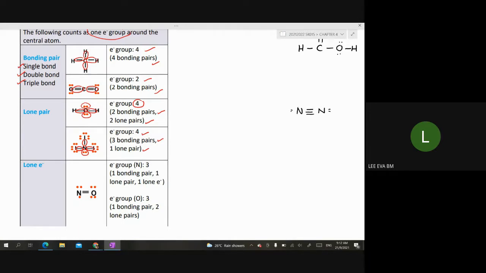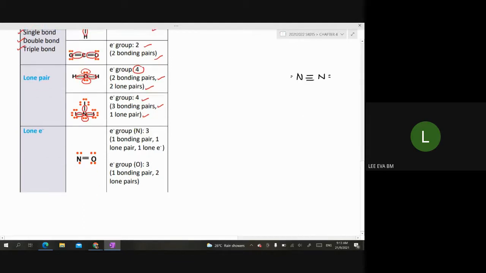Ini nak kira kumpulan saja, kumpulan berapa? Ada 2 kumpulan ke, 3 kumpulan ke, maksimum kita akan pergi kepada 6. Okay. Lepas tu lone electron. Bila kena asingkan, lone pair maksudnya satu pasangan, 2 elektron dalam satu pasangan. Tapi bila awak ada lone electron maksudnya 1 biji elektron saja. Single electron. That one also we consider as 1 group.